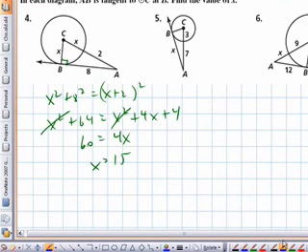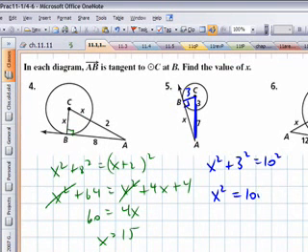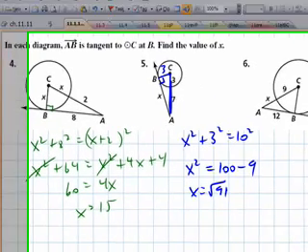For this problem number 5, if this is 3, we know this is also 3 because all radii are the same length, so we can say that x squared plus 3 squared is equal to 10 squared, realizing that your hypotenuse is that length there because your right angle is over here at your point of tangency. So x squared is equal to 100, that's 10 squared, minus 9, which is 3 squared. So x is equal to the square root of 91.